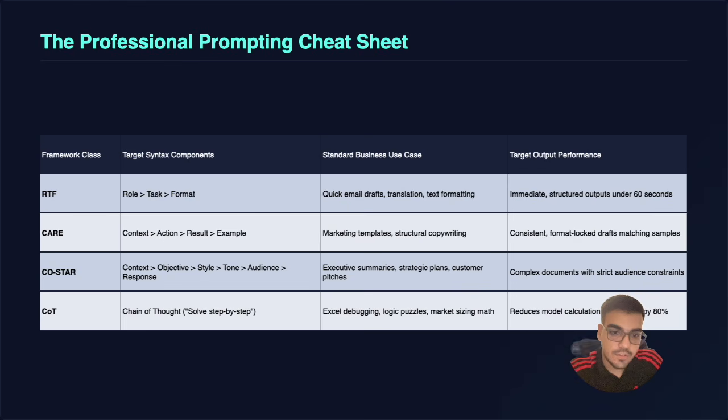Fourth is chain of thoughts, COT, which uses the simple instruction: solve this step by step, show your reasoning at each step. This simple technique guides the model to reduce calculation and logical errors by up to 80% on complex tasks. Knowing when to use each framework is the key to working quickly and efficiently with AI.